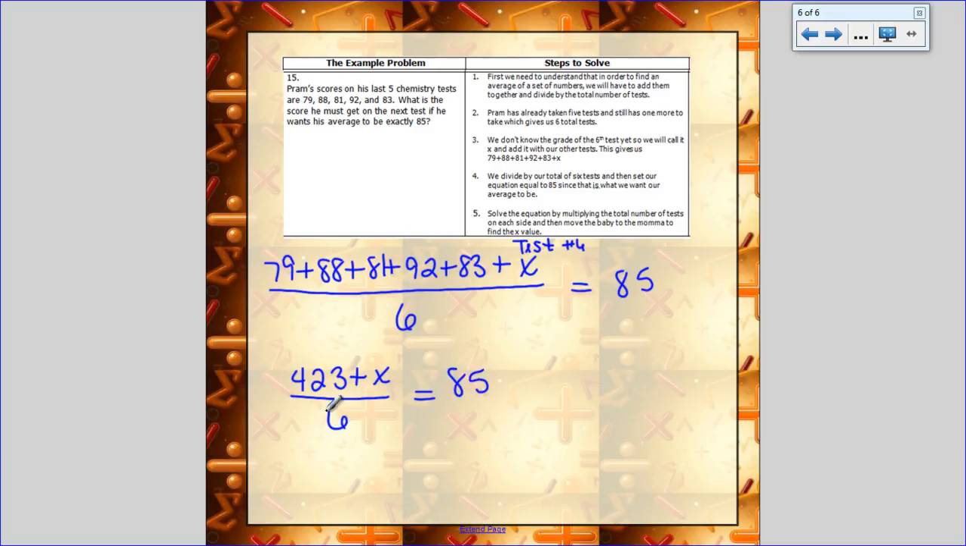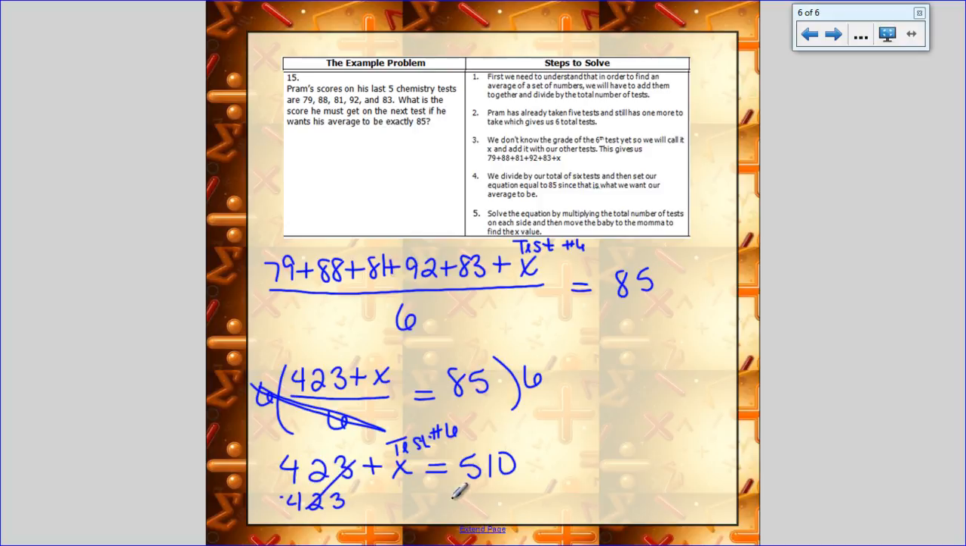Now I'm going to solve my equation. I've got something that looks like a fraction with a numerator and a denominator, so I'm going to clear out that denominator by multiplying both sides by 6. Over here on the left, the 6s just cancel, and I'm left with the numerator, 423 plus x. And over here, when I do 85 times 6, I get 510. To find out what that 6th test needs to be to make this all work, I need to subtract 423 from both sides. When I do that, I get that his test number 6 needs to be an 87 in order for him to have an average of exactly 85.